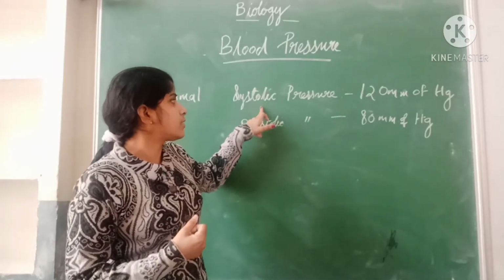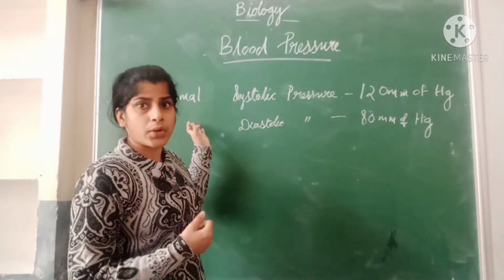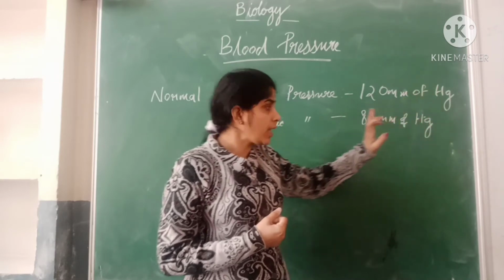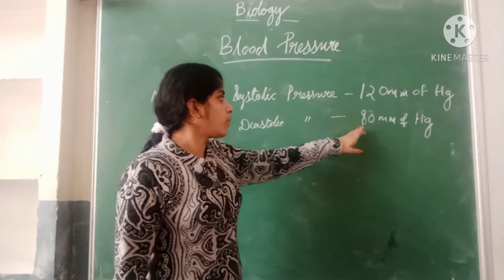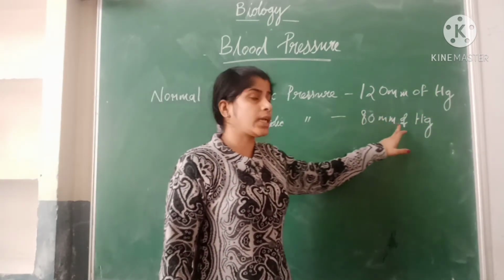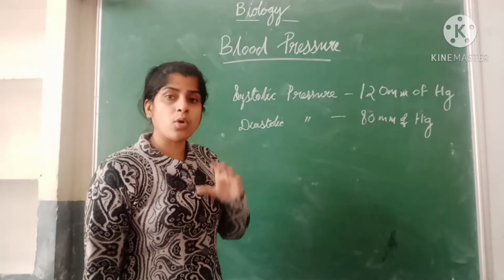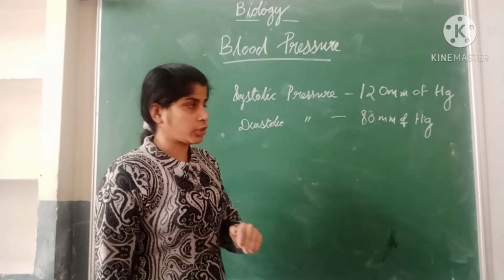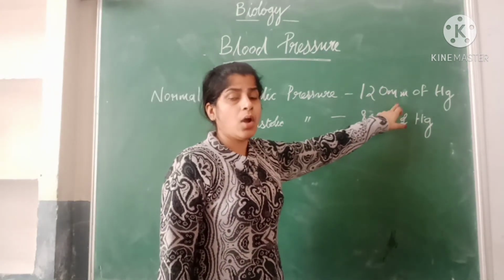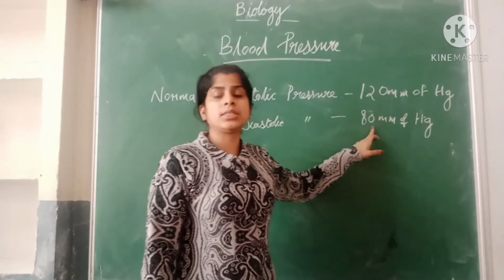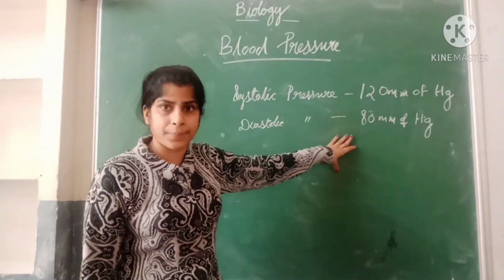The first reading is the systolic pressure. In a normal human being, it is 120 mm of Hg. The normal diastolic pressure is 80 mm of Hg. So this is the normal blood pressure of a human being: 120 mm of Hg over 80 mm of Hg.